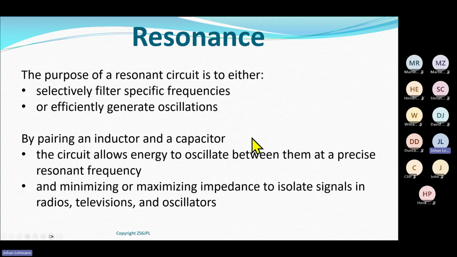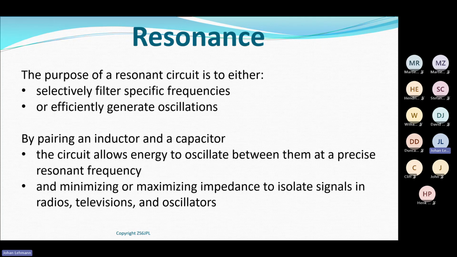Okay, resonance. The purpose of a resonance circuit is either to selectively filter specific frequencies. So in other words, if I want to pass only one frequency or a small band of frequencies, I would use a series resonance circuit because it can selectively filter only specific frequencies. Or the other thing is it can efficiently generate oscillations. Radios need oscillators. We will still do the oscillator lecture on 11 August. Then we will talk about oscillators and you'll see where we use these resonance circuits in oscillators.